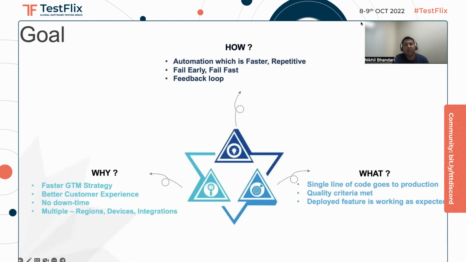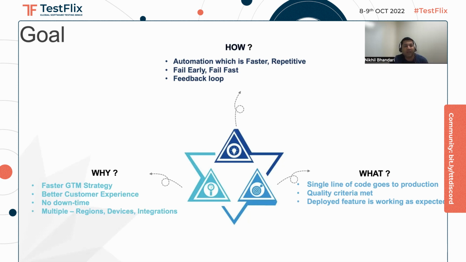So what are we trying to do here? What's our aim? We want a single line of code can go to production. We want to make sure that all the quality criteria that we have defined are met in a mostly automated way. And my deployed feature, whatever is being used by customers, is working as expected and giving them a better customer experience.